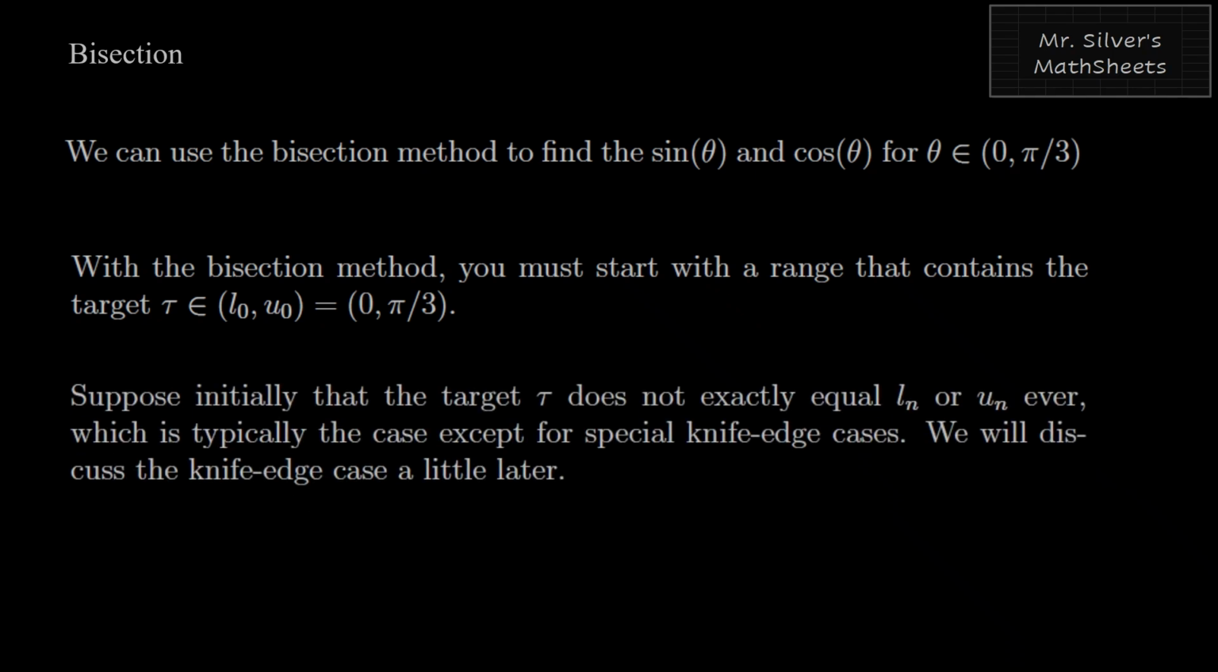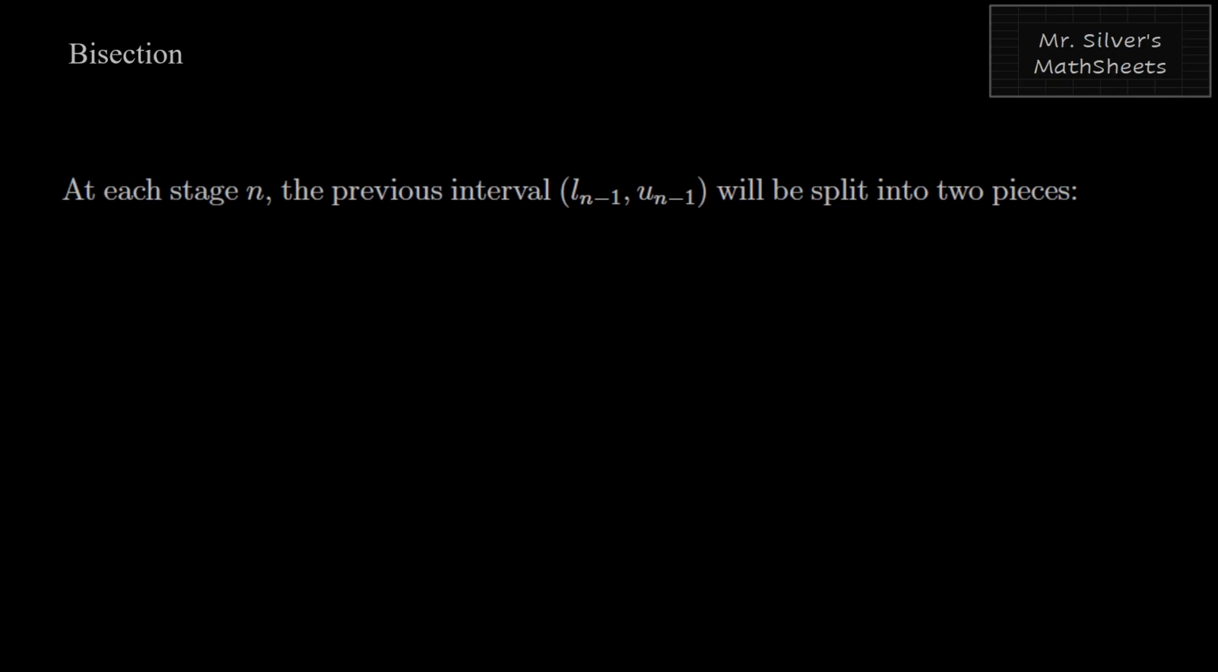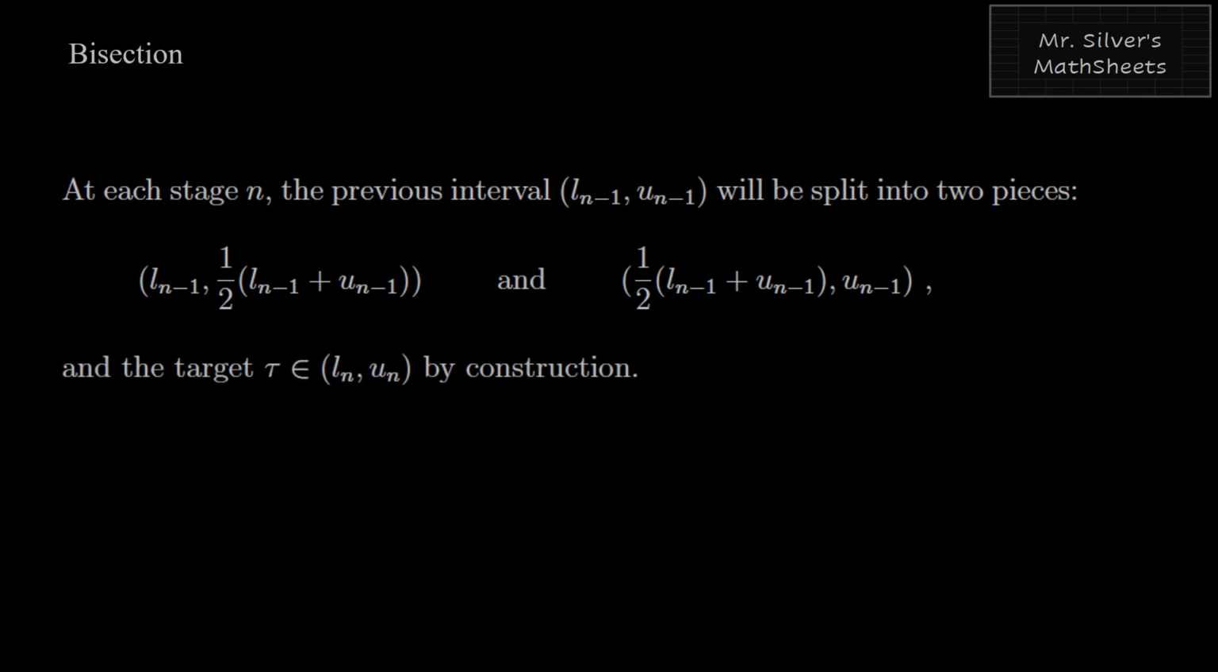Suppose initially the target does not exactly equal any of the endpoints, which is typically the case. Those are knife edge cases. We'll talk about other cases in a moment. At each stage, the previous interval is split into two pieces: the lower limit to the midpoint, and the midpoint to the upper limit. The target is going to be in only one of these, and we'll call that interval the new ln/un.